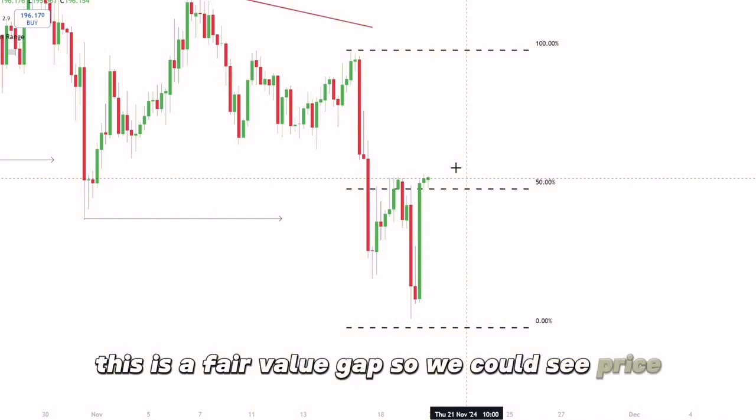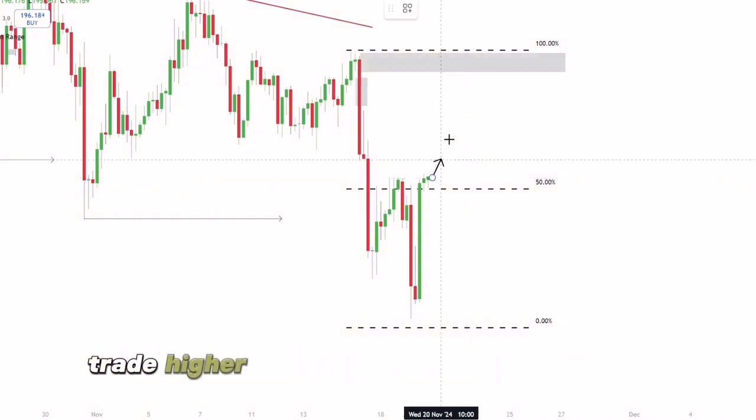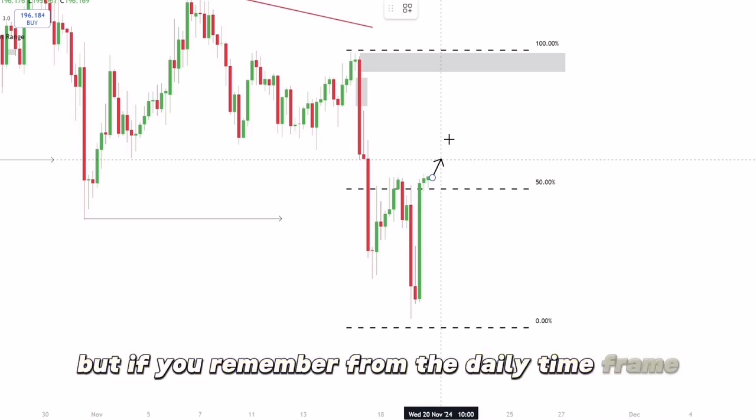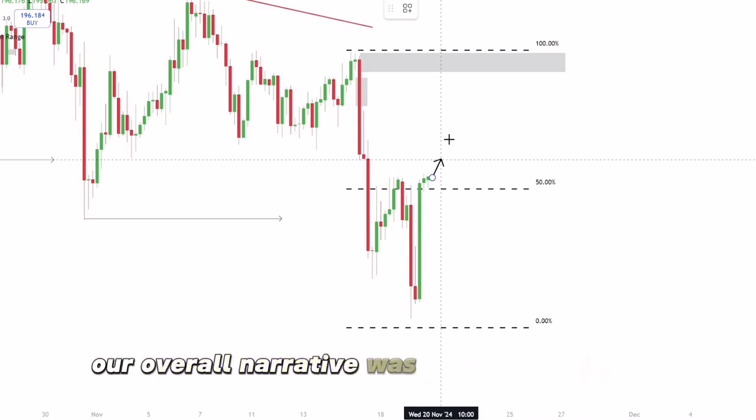So we could see price trade higher before ultimately heading lower, because yes, we do have a daily zone over here. But if you remember from the daily time frame, our overall narrative was to take out this POI, then eventually this weekly POI over here. So the narrative is actually bullish, right? The narrative is actually bullish.